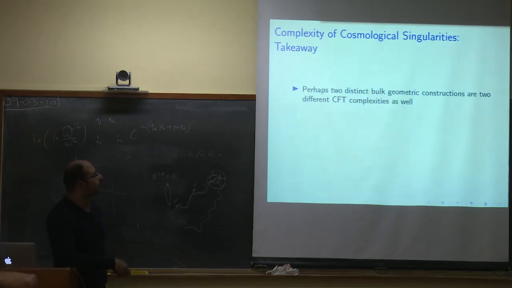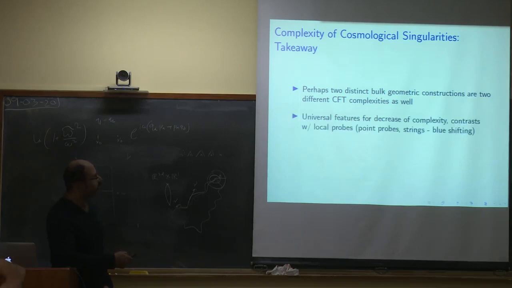Yeah. So what are the lessons of the story? Perhaps these two bulk geometry constructs, the Wheeler-DeWitt patch and the maximal volume, are two different CFT complexities as well, because they don't exactly agree. And the universal feature of decrease of complexity actually contrasts our experience with the usual way of probing singularities, which is through local probes, like point probes, like strings. These experience extreme blue shifting, there's back reaction when you put them close to the singularity, and as a result, things go out of control. However, the way complexity sees the singularity is very tame. It goes to zero, it diminishes to zero.